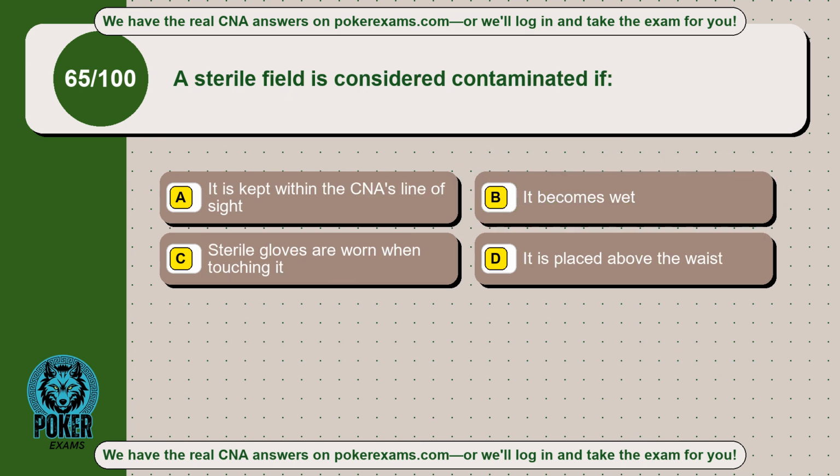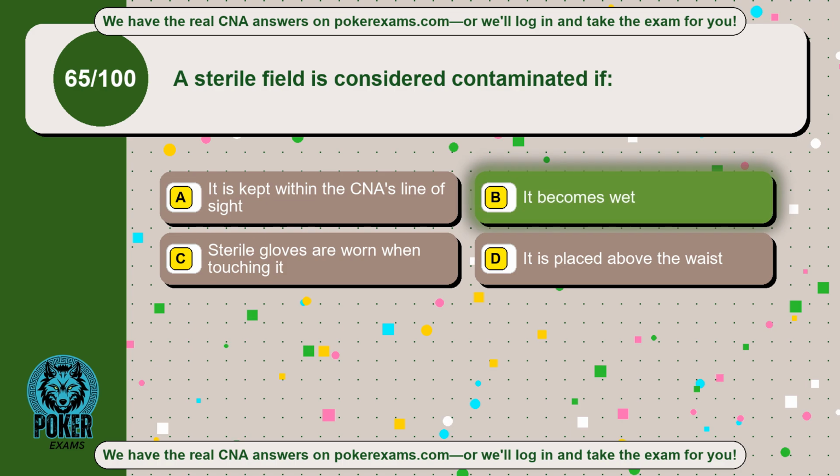Question 65. A sterile field is considered contaminated if: Option A, it is kept within the CNA's line of sight. Option B, it becomes wet. Option C, sterile gloves are worn when touching it. Option D, it is placed above the waist. The correct answer is option B, it becomes wet.